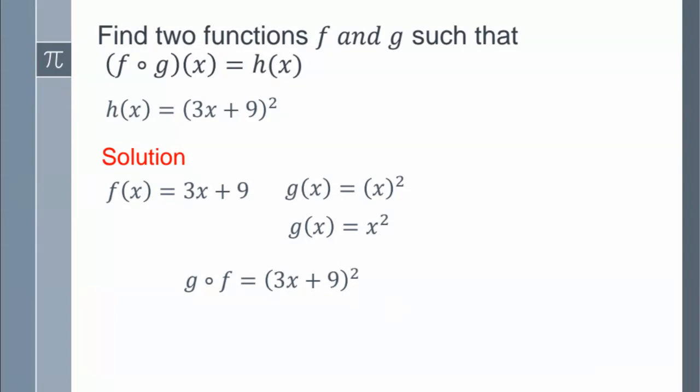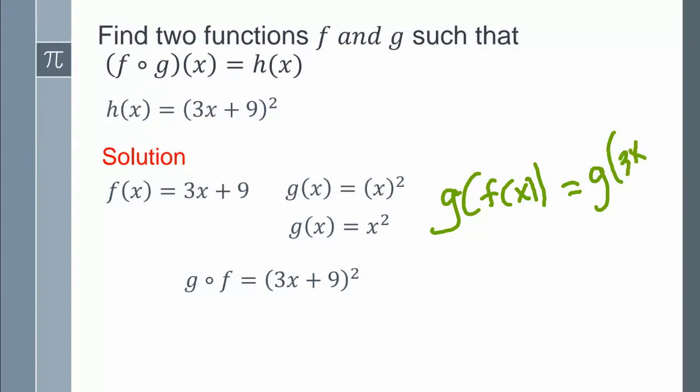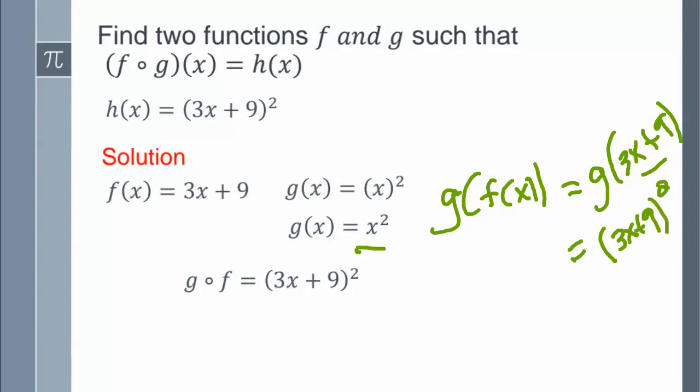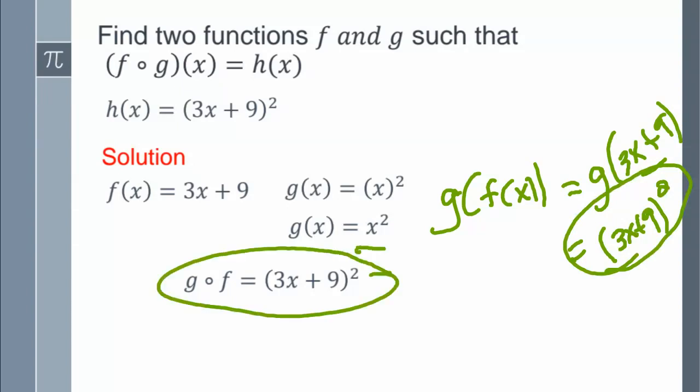I think we have 8 minutes left, so we have some time. So let's say we did g composed of f. Then we would have g of f of x, which we said was 3x plus 9. Now we take this 3x plus 9 and substitute it in for our x in the g function. So we get 3x plus 9 squared. And so this result is the result that we had from the beginning, which is this one here.